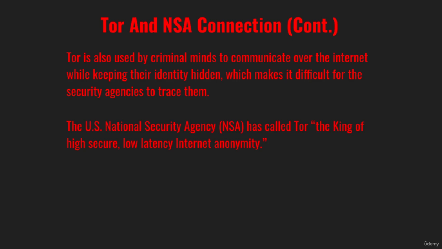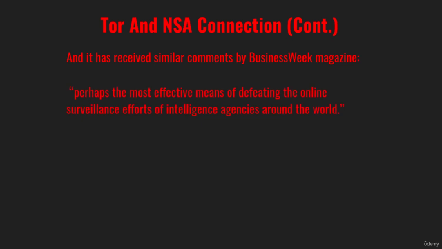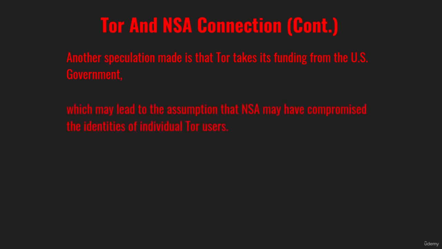The US National Security Agency, NSA, has called Tor the king of high secure, low latency internet anonymity. And it has received similar comments from Business Week magazine, like perhaps the most effective means of defeating the online surveillance efforts of intelligence agencies around the world. Now, another speculation is that Tor takes its funding from the US government, which may lead to the assumption that the NSA may have compromised the identities of individual Tor users.